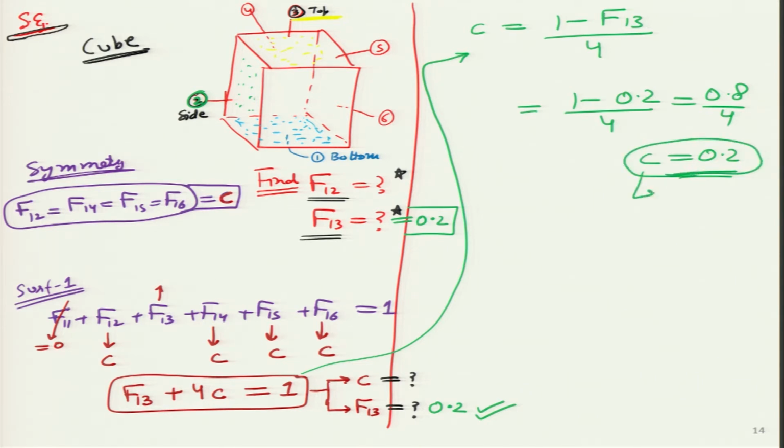And what was my C value? C was equal to F12, which is equal to F14, which is equal to F15, which is equal to F16. This means inside a cube, this approximate answer gives me that all the view factors from one side to another side are 0.2. It is kind of like 20%. So, if I am sitting on the bottom of the cube, the top surface view factor is 20%, the left surface and back are all 20%. I add it 5 times, I get 100%, which is view factor equal to 1.